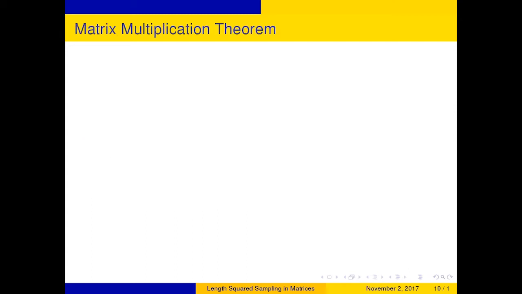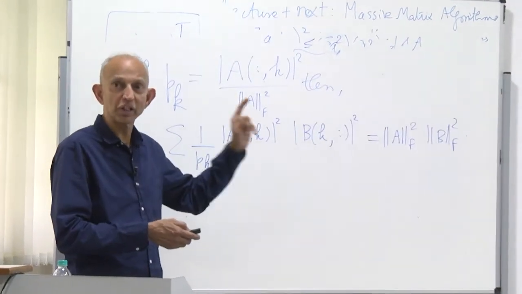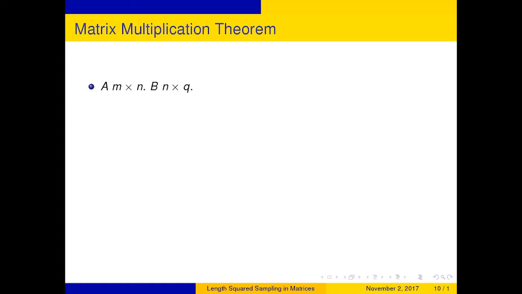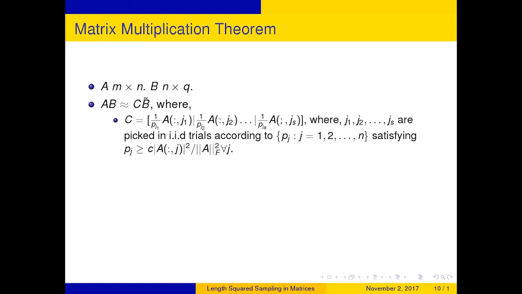So with that, I'm going to state this as a theorem. It'll be nice if you can remember this. This is a theorem we'll use for doing lots of other things like compressing a matrix. So you have an m by n by q matrix, and we say that we want this. We get it approximately if C is the following. You pick j1 through js, s samples, IID trials with probabilities pj which satisfy this property, basically length squared. pj is proportional to the squared length of the column j.